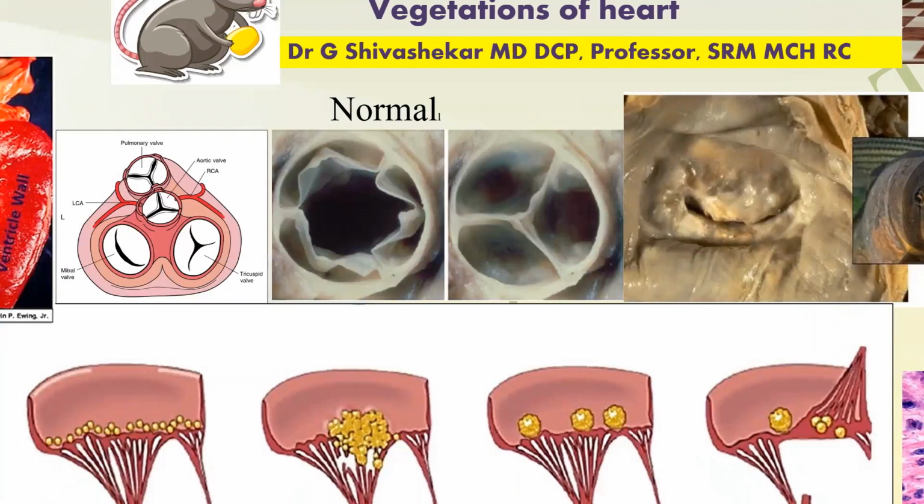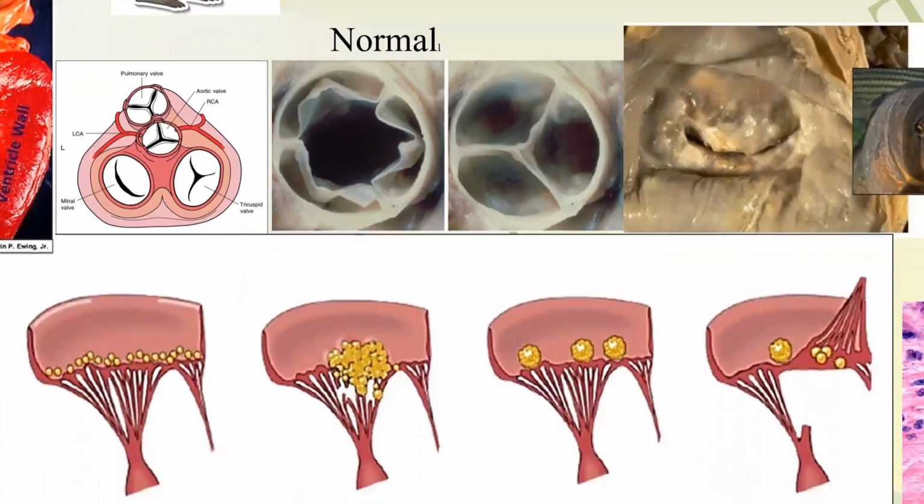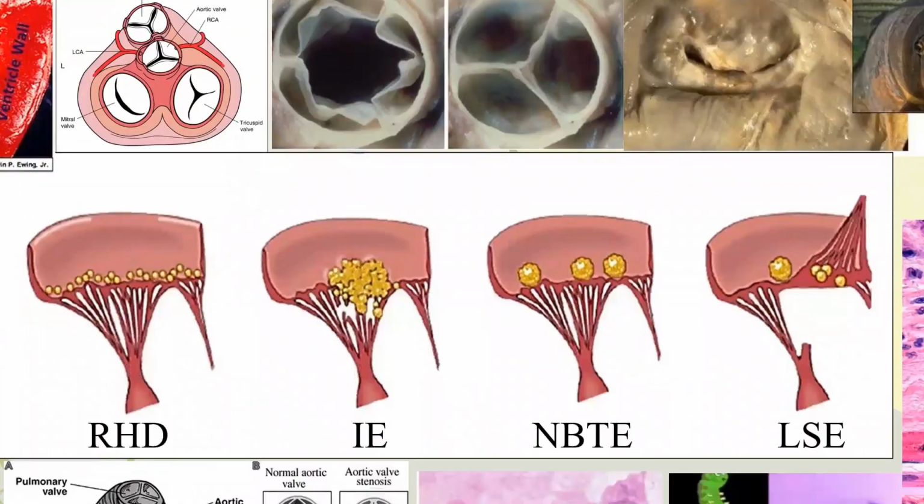So the normal valve leaflets we have seen. They can oppose and they are slender, feathery. At the same time, they are totally airtight. Whenever we talk about the vegetations of the heart, these are the classical diseases we must remember. Always first things first. And when I say vegetation, these two are of prime importance.